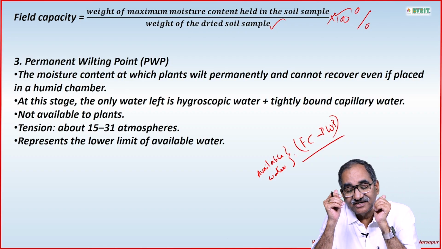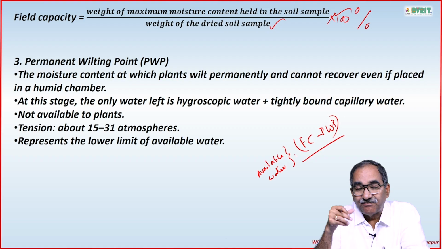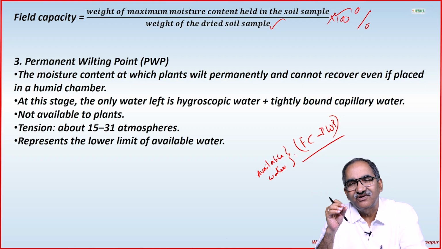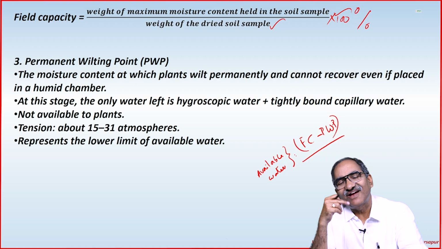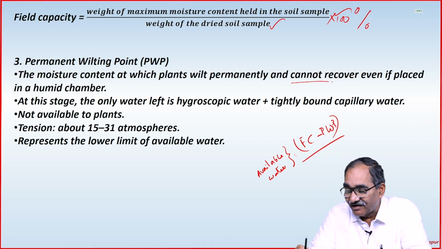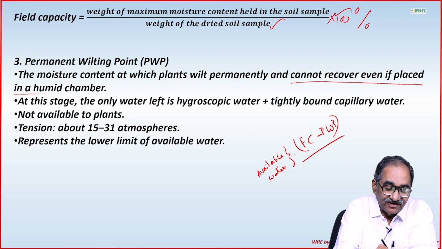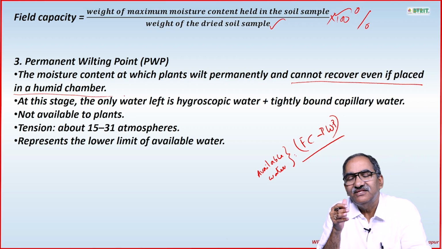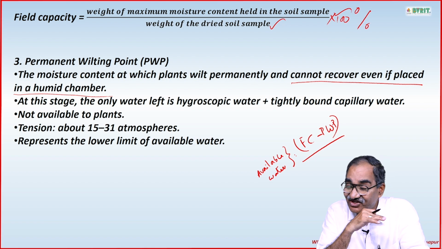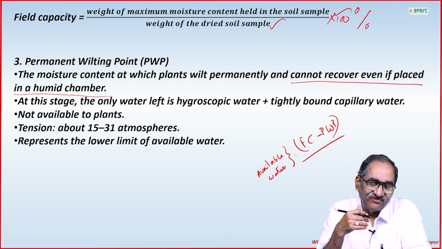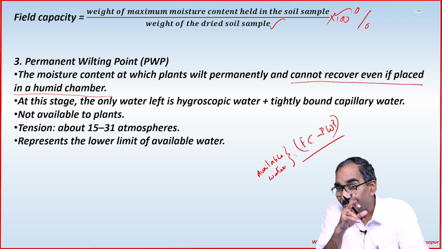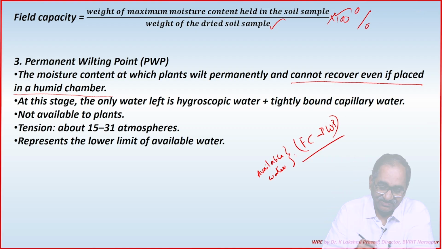The moisture content at which basically the plants wilt permanently. Wilting is nothing but drying. Drying finally leads to dying, and the plant cannot recover even if placed in a humid chamber. That means even if you pour water now, it cannot recover. Such a stage is reached. Then we say that the plant has reached the permanent wilting point.